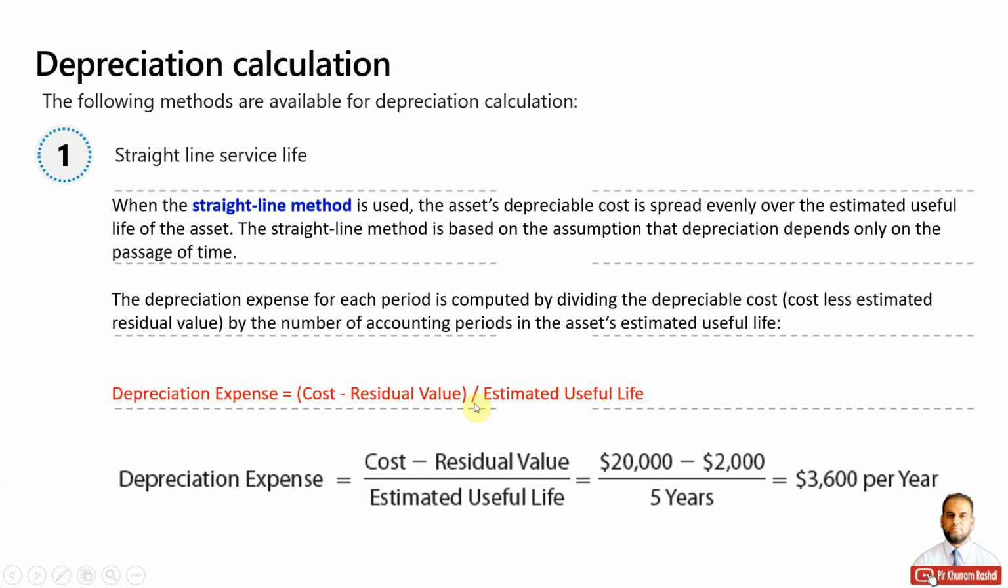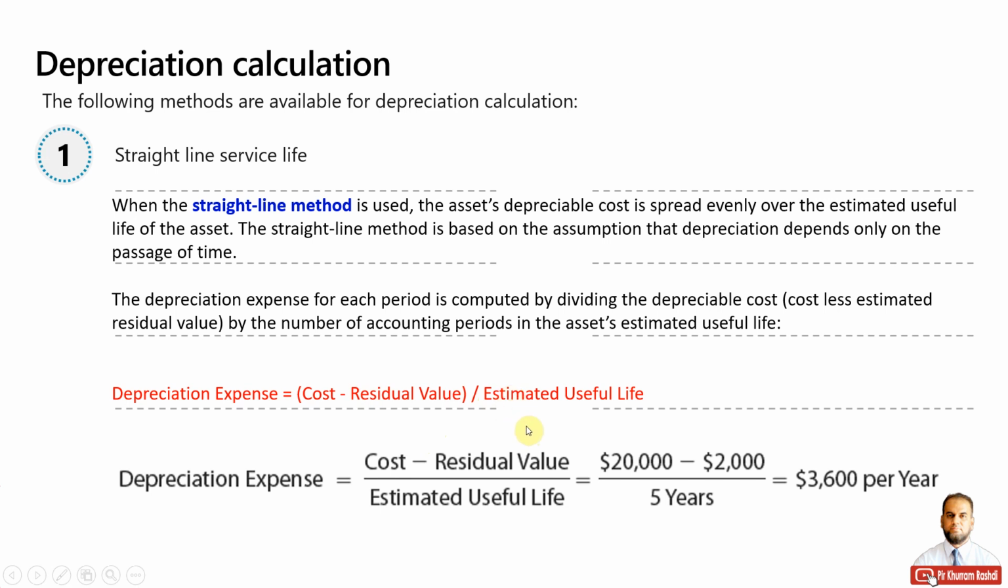So at the bottom you can see the formula in which the depreciation expense will be the cost of asset, that is the price on which it is purchased, including the landed cost or the cost to set up that specific asset, minus the residual value, that is the last value you want to keep for that asset, divided by the estimated useful life.